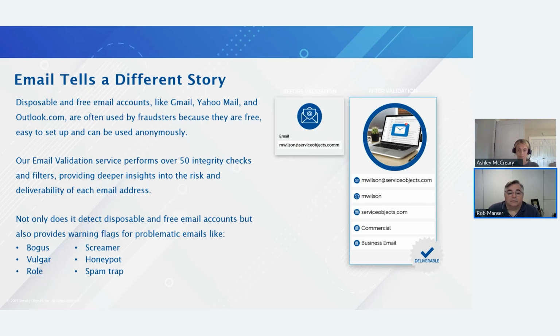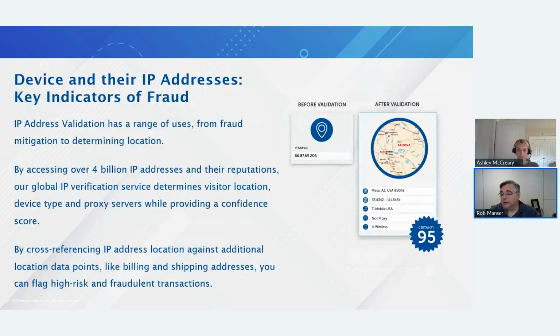So the last of those 5 pieces is the IP address. And again, IP is one of those where, as a standalone, it's pretty strong. It can tell you the location. It can tell you if it's a proxy server or not. Those are 2 really strong indicators of fraud, but they become even far more valuable when you start to cross compare them with some of these other elements that we talked about.